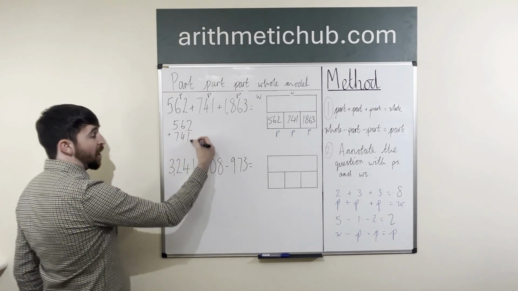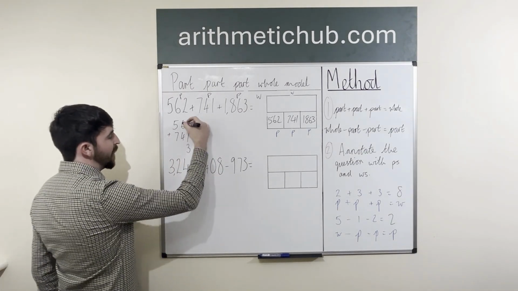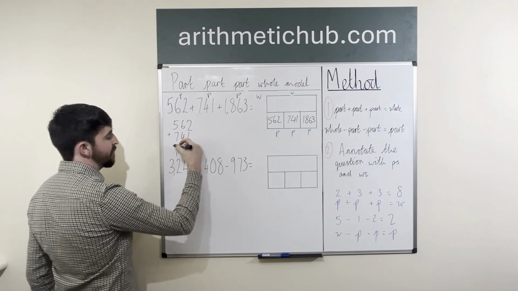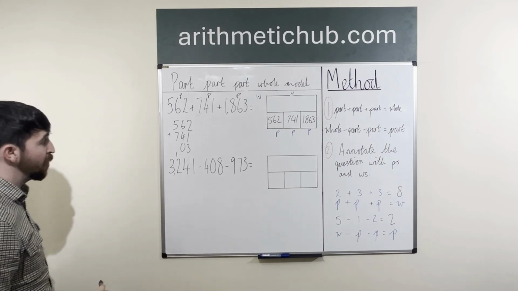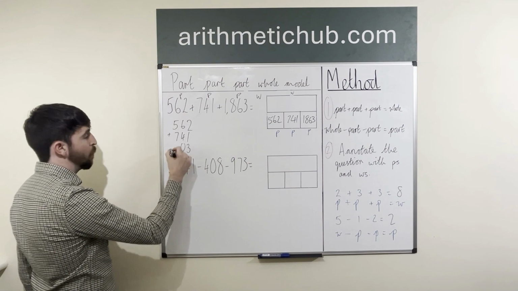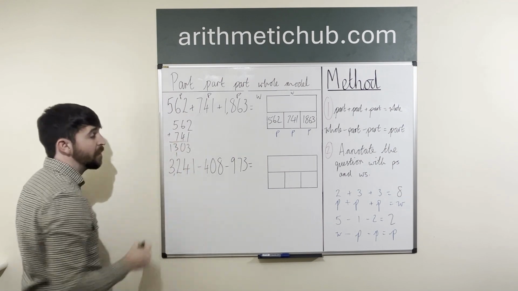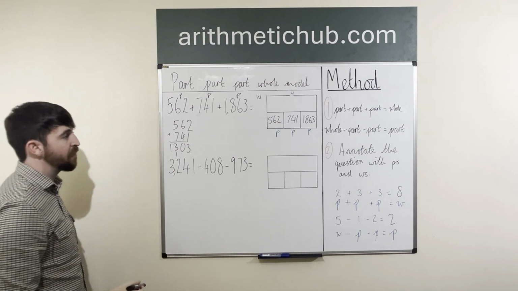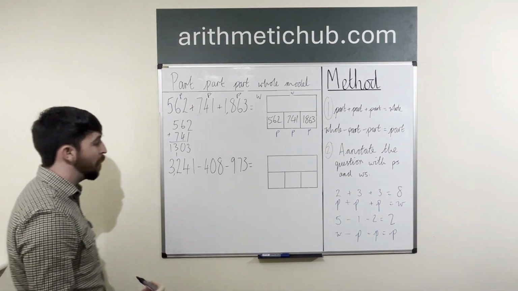So we're starting our 1's column, 2 add 1 is going to give me 3, 6 add 4 is going to give me 10, 0 down, carry the 1, 5 add 7 is going to give me 12, add the 1 is going to give me 13 for 1,303, okay? So we've now added our two parts together.